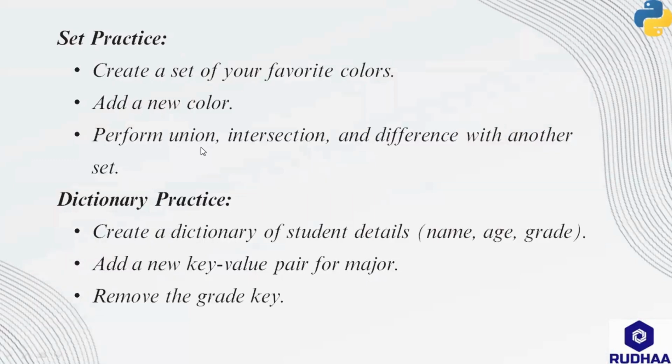So by using these basics, you can create a program for understanding the set and understanding the dictionary. For set, you have to create a set of favorite colors, add a new color, and perform union, intersection, and difference with another set. And for dictionary practice, you can create a dictionary of student details containing name, age, and grade. And you can add a new key value pair of major and remove the grade key. So try to do these operations and understand the set and dictionary concepts. Thank you.